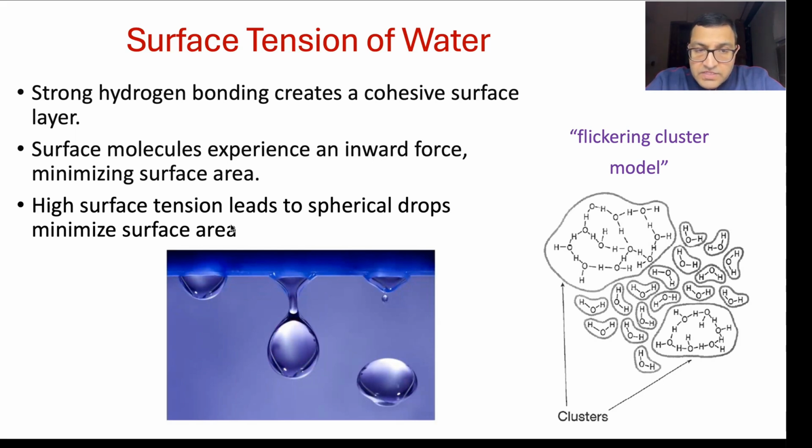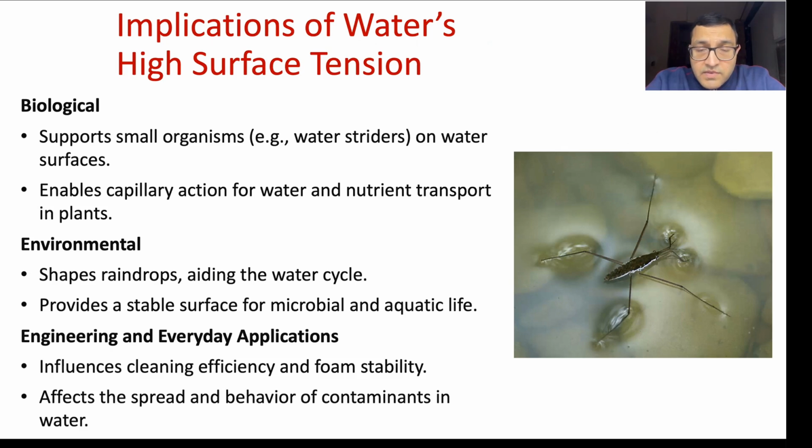And then this high surface tension leads the water to have an inward pull, which leads the water to form these spherical drops to minimize surface area because of this inward pull. And so what does the surface tension mean? What are the implications of the high surface tension of water?